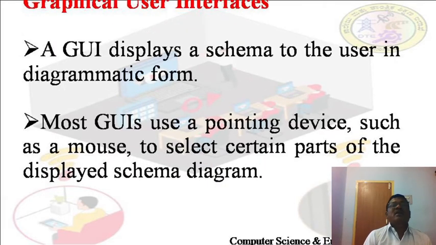Then graphical user interfaces. GUI displays a schema to the user in a diagrammatic form. Most GUIs use a pointing device such as a mouse to select certain parts of the displayed schema diagram. The best example is that you will have the icons, windows. By using the mouse, if you want to see the folder content, you just click on that folder, then you will get the information.